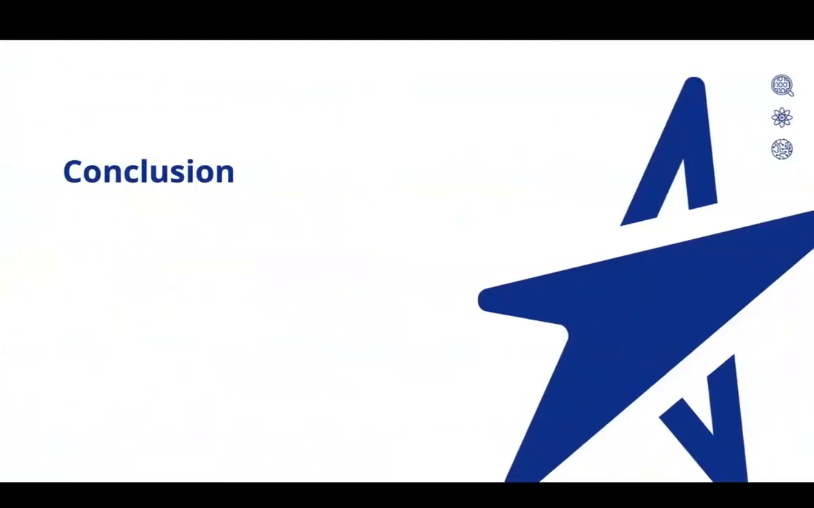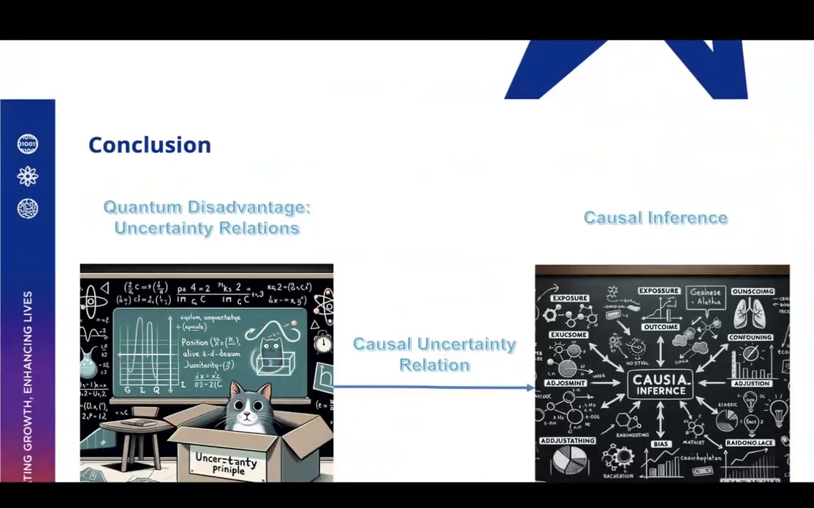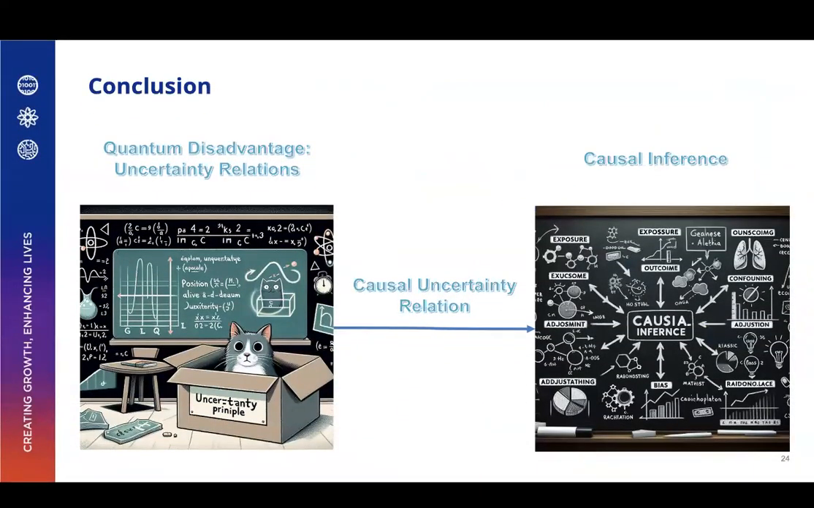Okay, let's make a short conclusion. So here we know there's a typical quantum disadvantage, the uncertainty relation, and we try to build the quantum advantage with causal inference by building the so-called causal uncertainty relation, which transforms the quantum disadvantage into quantum advantage.